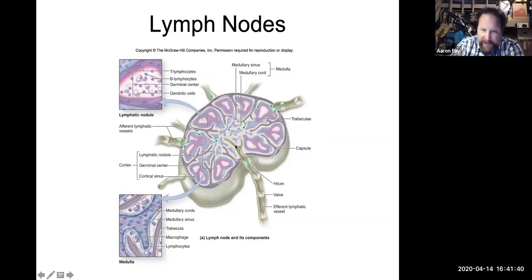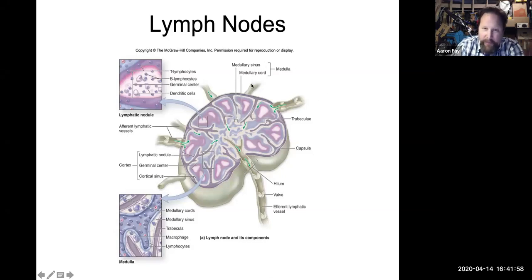When you get deep inside, when you get to the medulla, it has a slightly different structure, slightly different look to it, which is why it has a different name. The spaces of the medulla are called medullary sinuses. The place where you have cells clumped together in the medulla are called medullary cords.